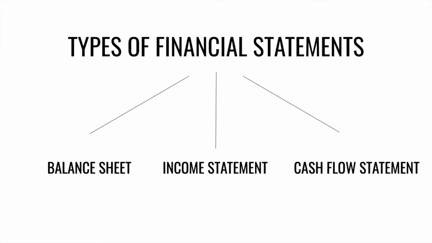Now, this is not a fully comprehensive list, but the three types of financial statements that we're going to be discussing today are the balance sheet, the income statement, and the cash flow statement. If you go to analyze a company or look at its annual report, these three statements are the three financial statements that you'll end up seeing most often. So it's good that you know what they are and how they work. Okay, let's look at a balance sheet first.